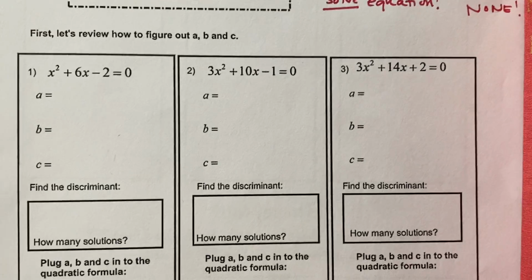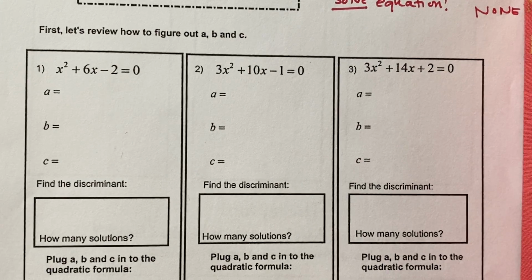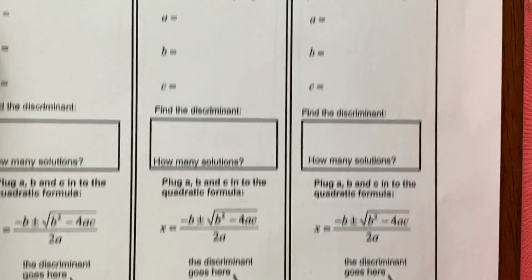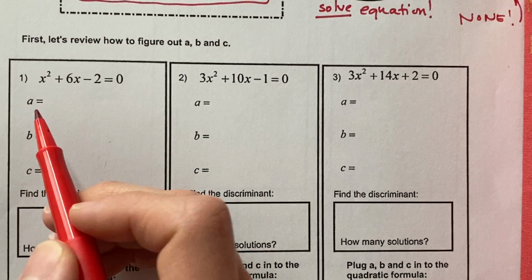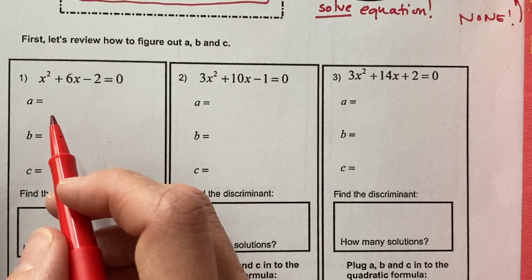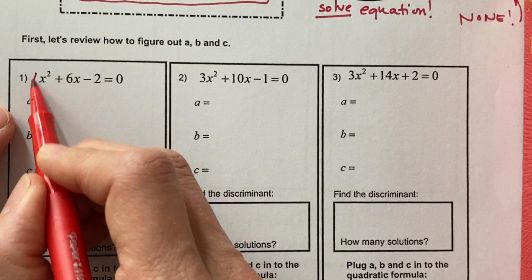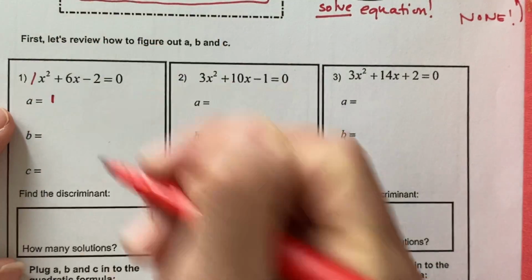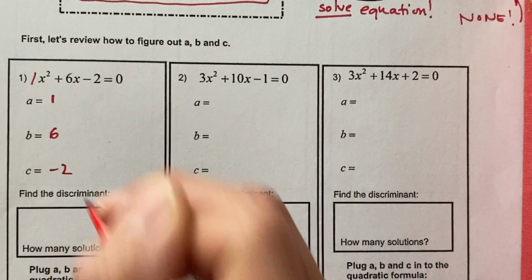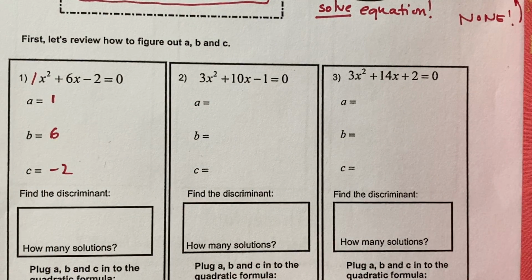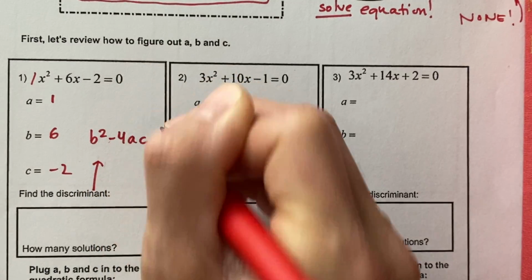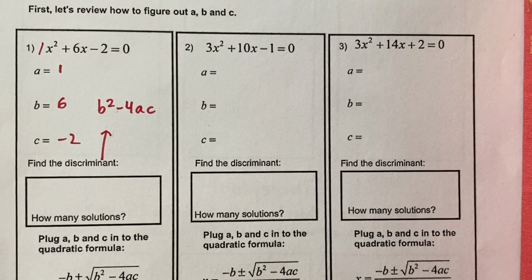Okay. So we're going to do each problem as a column. First, as we always do, we're going to find a, b, and c. So I have x squared plus 6x minus 2 equals 0. Remember, there's a 1 there. So a is 1, b is 6, c is negative 2. The first thing I'm going to do is find the discriminant. Remember, that's b squared minus 4ac. We did that last time.